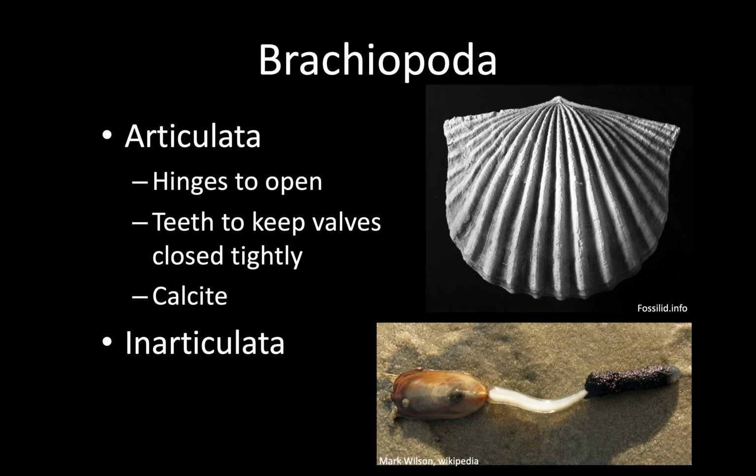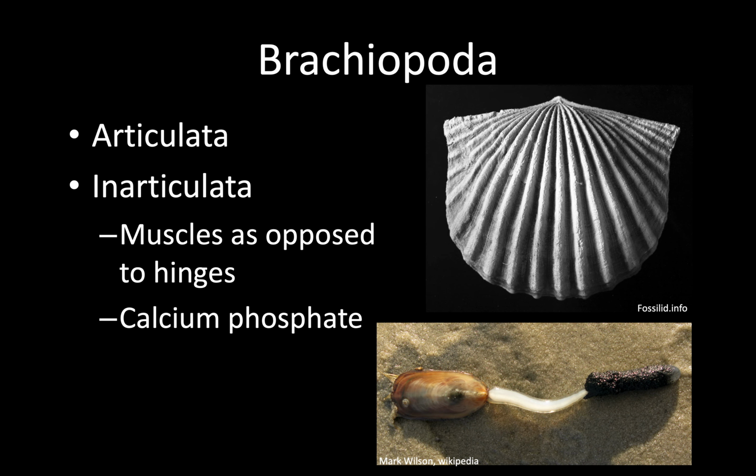They have teeth, little ones in the back, right where my cursor is pointing here. We'll see those in a little bit. And that help keep the valves closed tightly. These are made of calcite. Inarticulates, on the other hand, don't really have hinges. They actually have muscles to open and close, much stronger muscles because they don't have those hinges to rely on. And these are made of calcium phosphate.